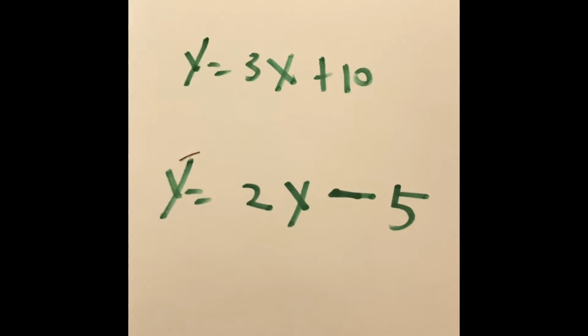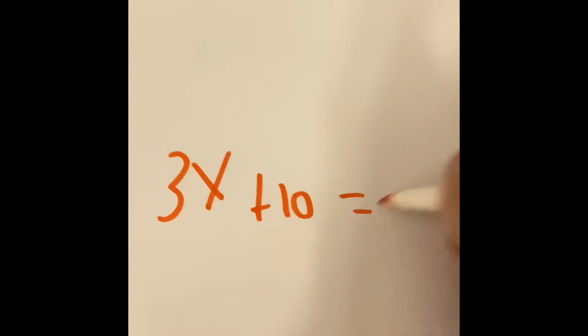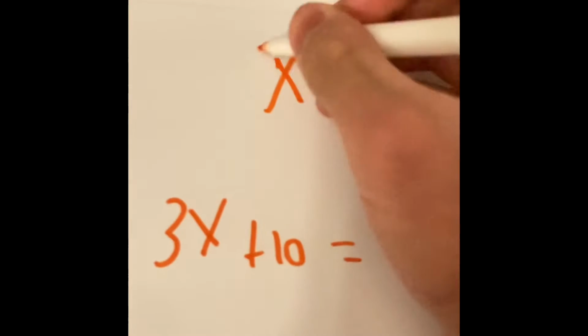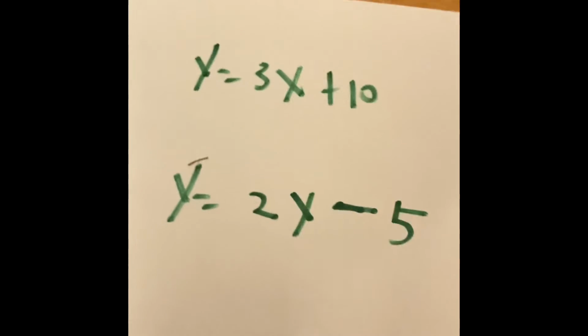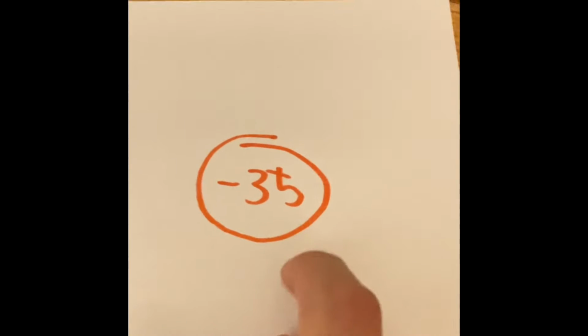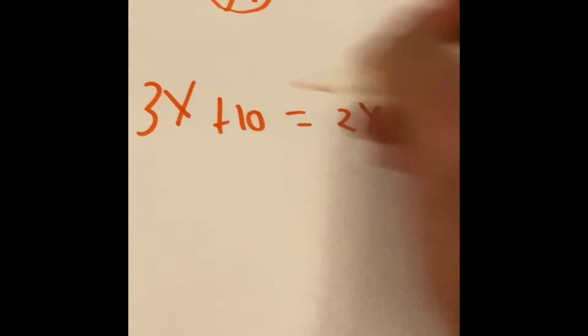What we're going to do is do it algebraically. Since the two equal y, we have 3x plus 10 is going to equal 2x minus 5. When you get x isolated and find out what x is, you plug in that x for the slope-intercept forms and see if they intersect at negative 35. So let's get started. We have 3x plus 10 equals 2x minus 5.